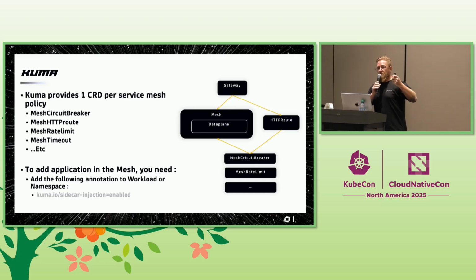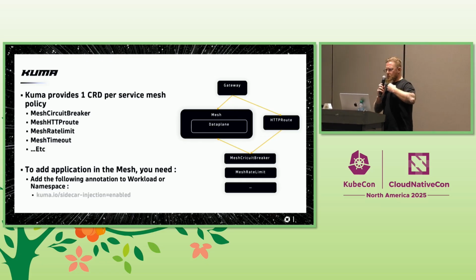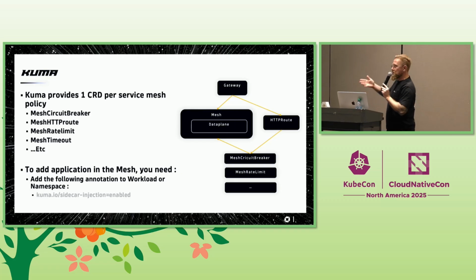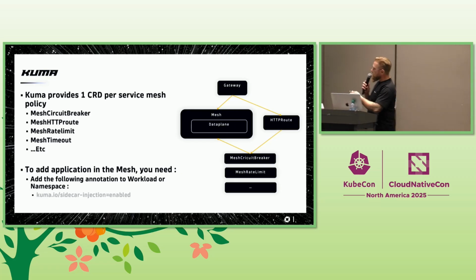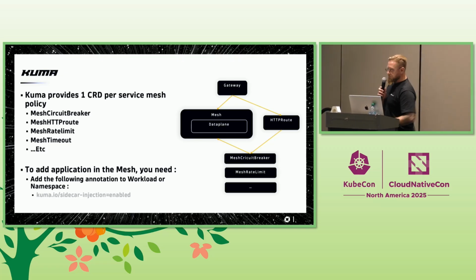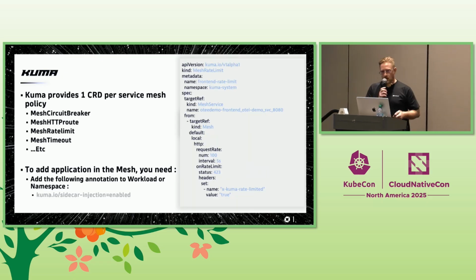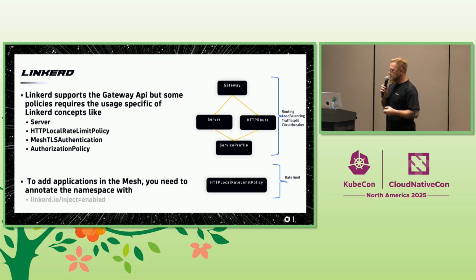And like I said, the other thing which is important is the configuration. And Kuma has tons of CRDs, but it's pretty straightforward. I want to do rate limit, I will go for mesh rate limit. I want to do timeout, I will go for mesh timeout. So very simple. If you want to add your applications to the mesh, just one simple annotation on your workload or namespace, and that's it. And the configuration, like I said, is pretty straightforward. So I think that's one of the advantages of Kuma.